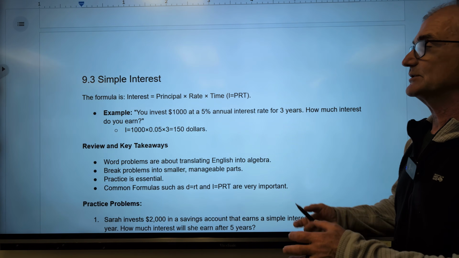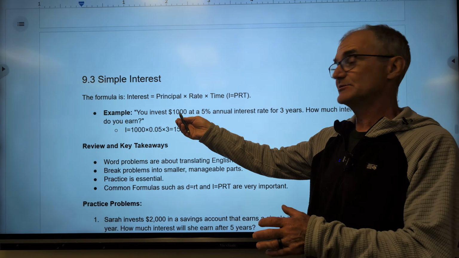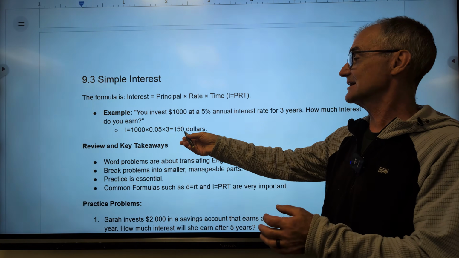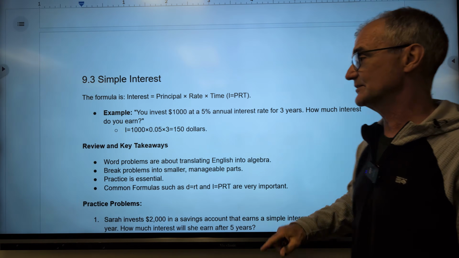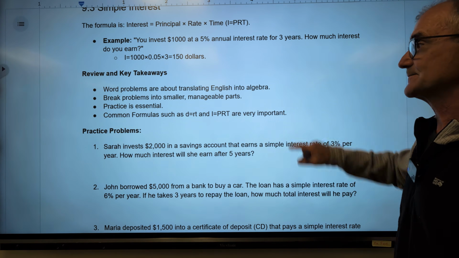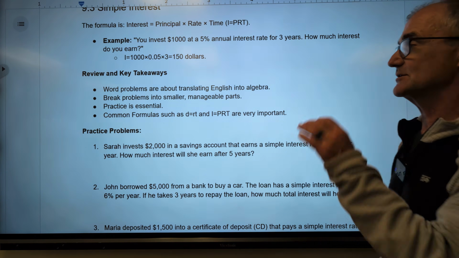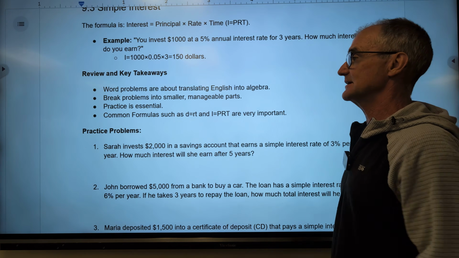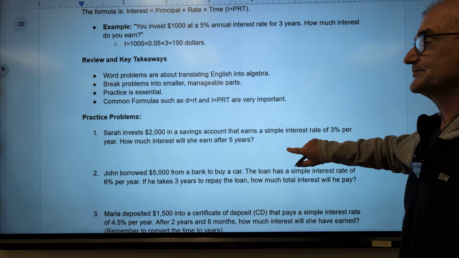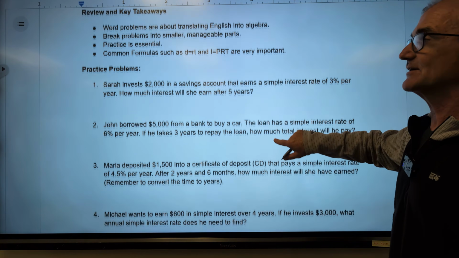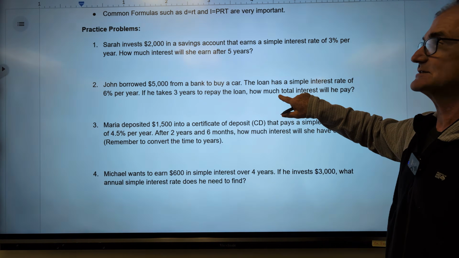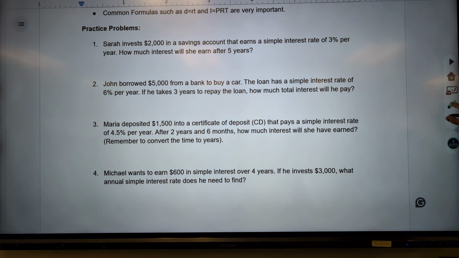So if you were putting that money in the bank, your principal would be $1,000. At the end of that time, you would have $150 of interest, and you would get $1,150 back. So remember, all of this stuff is really about translating word problems into English. And you've got to go slow and think it through and really identify the variables. So let's do some interest problems here.